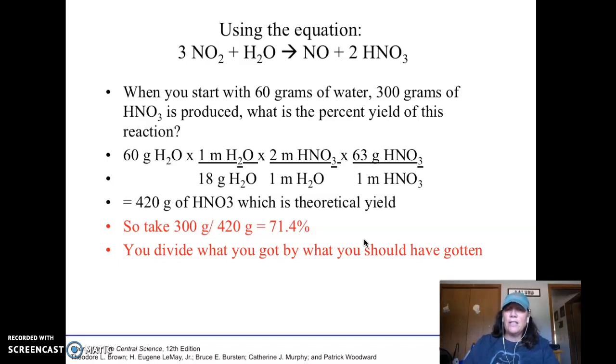And it's a way of checking to see if you did a very good job. They do this in industry all the time. Okay, if you're only getting 50% of your product, you need to look at your reaction. Where are you losing stuff? What's going on? What's happening? Okay, so that's how they use theoretical yield.